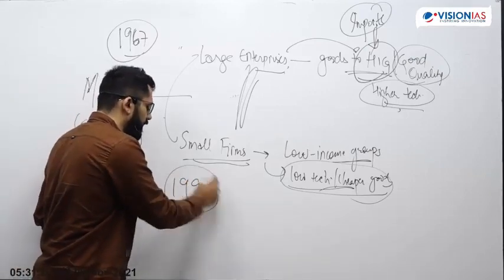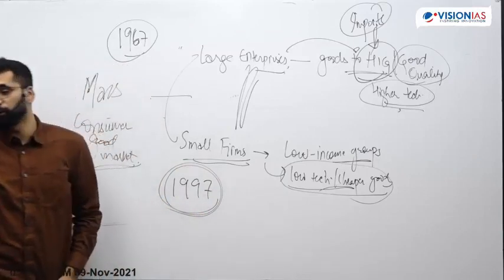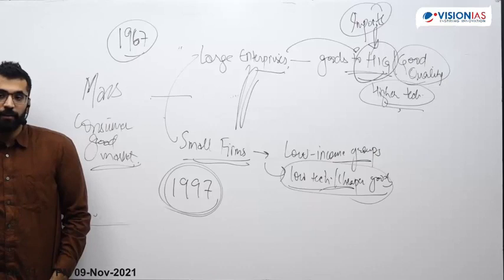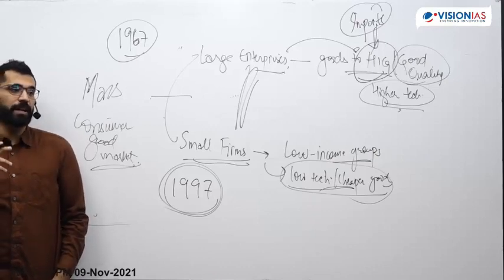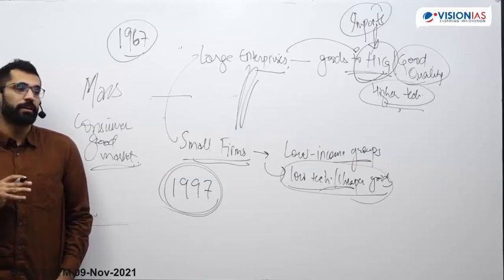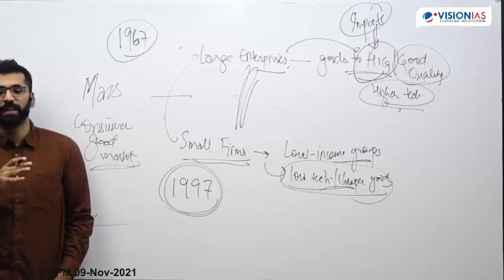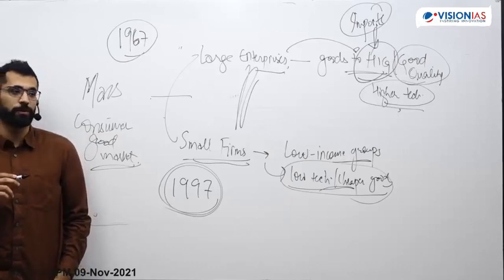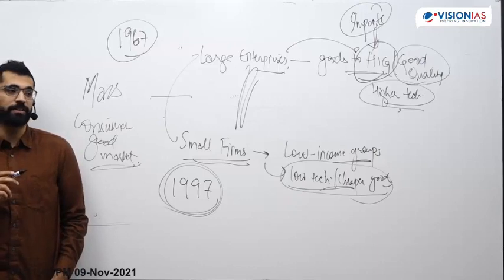Dereservation started happening after 1997, and it was completely abolished in 2015-16. So there's a common misconception that after '91 dereservation happened, and that is why the small sector was completely obliterated. It is not the reason. In the previous class I also gave you that it was the imports which were causing problems for the small sector, not the lack of reservation.